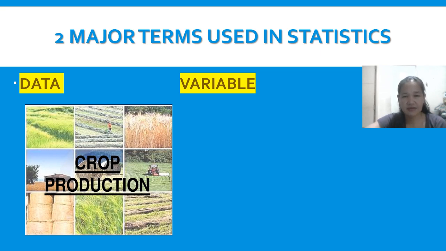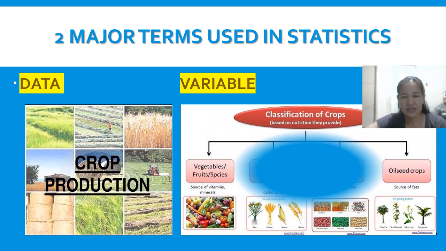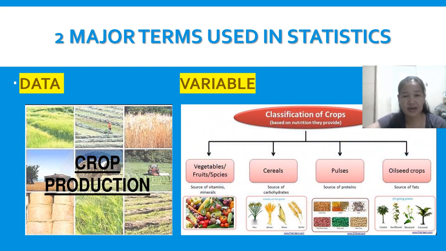Now we have the variable. The variable is used to define certain observable values or characteristics. It is called variable since the characteristics vary from one another. Okay, so this is an example of variable. So they vary from one another, and the values of the variable are the possible observable values or characteristics of the variable. And these values are the data to be processed.